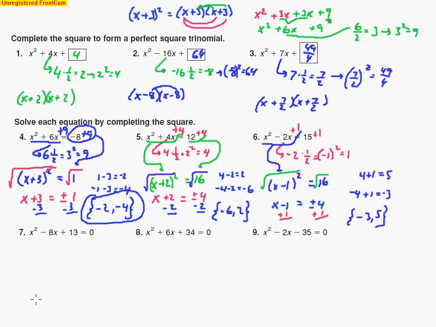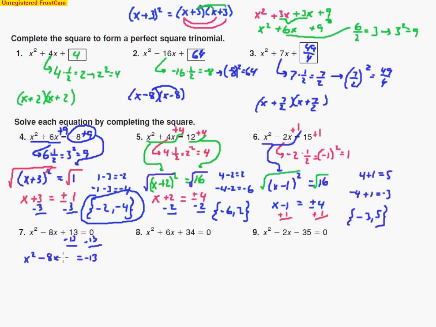Now, taking a look at the next one, we can go ahead and take this 13 and move it to the other side first. You always need to isolate if you're using this method of completing the square. We're going to move the 13 over to the other side, and we have this now as x squared minus 8x equals negative 13. So again, you have to isolate that constant on one side, because what you're trying to do is make this a perfect square trinomial.